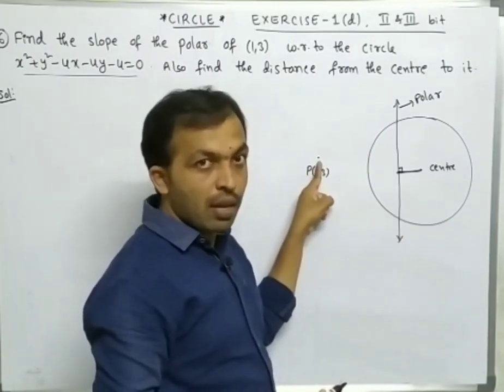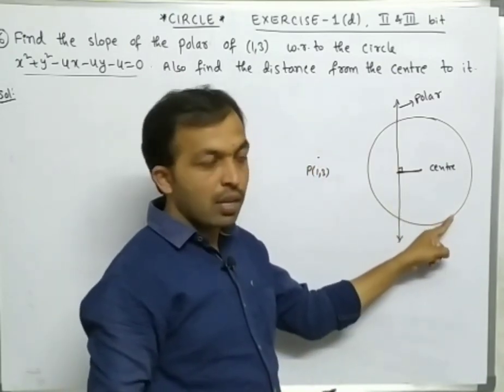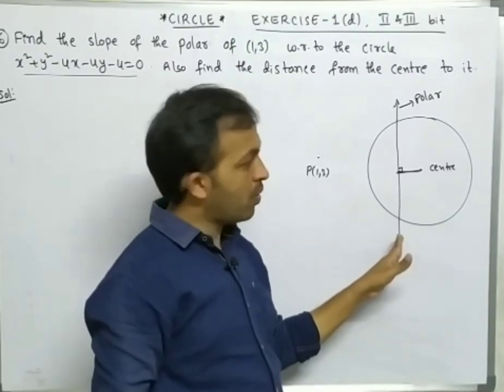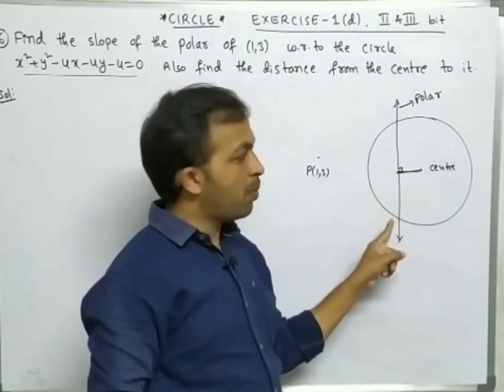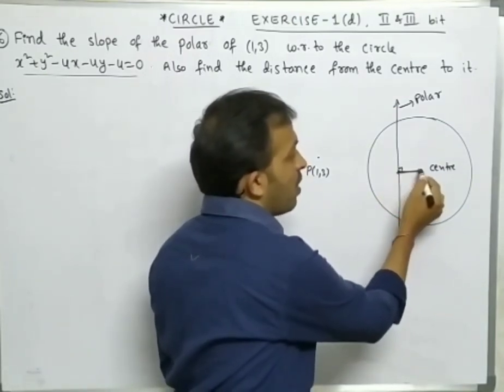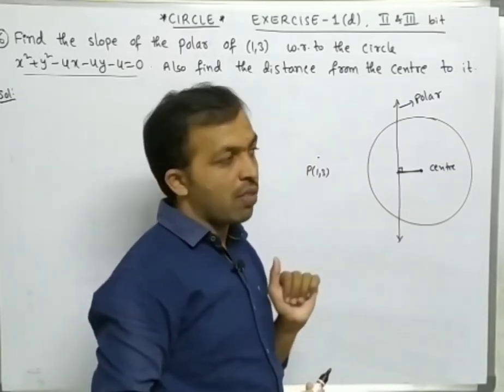We should find the polar equation of this point with respect to the circle. So this is the polar equation. We should find the equation of the polar and the slope of the polar. Later we should find the distance between the center and the polar. Okay, so that is the concept of this problem.